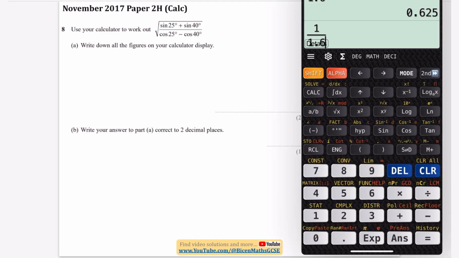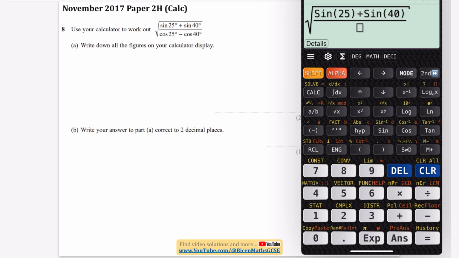Okay, so this is about how you can use your calculator here, and it wants us to write down all the figures on our calculator display. So make sure for this one you press the square root sign first, then you're going to press the fraction button, and we're going to type in sine 25, close the brackets, plus sine 40, close the brackets. Then you need to scroll along through in the denominator, and you're going to do cos 25 minus cos 40, and close off the brackets.